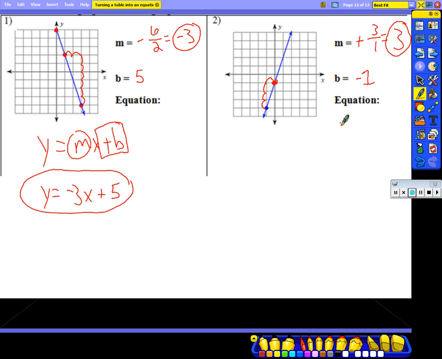So now I'm going to create my equation. My equation is y equals m, which is 3, x, and then plus b. In this case, b is a negative 1, so I would say minus 1. Y equals 3x plus b, which is a negative 1. So this is my equation for number 2.